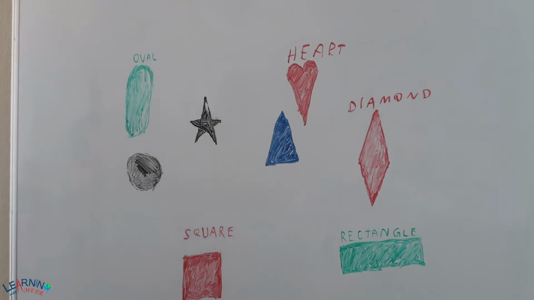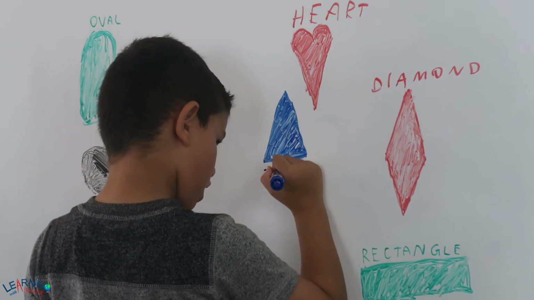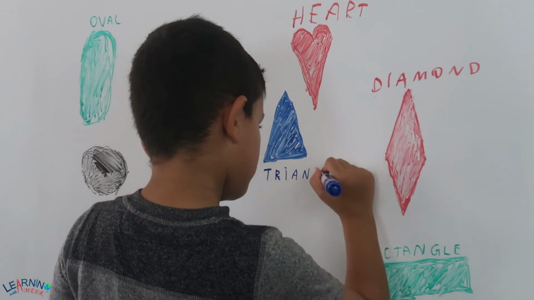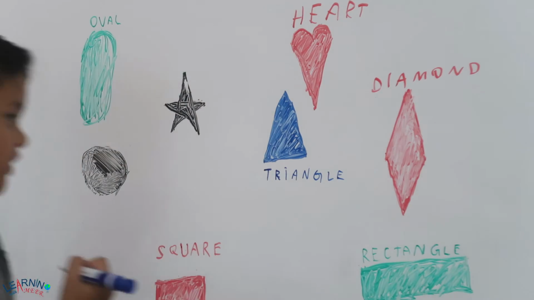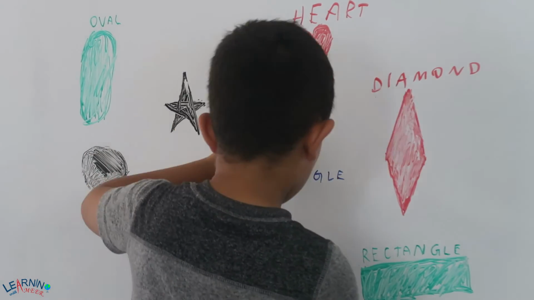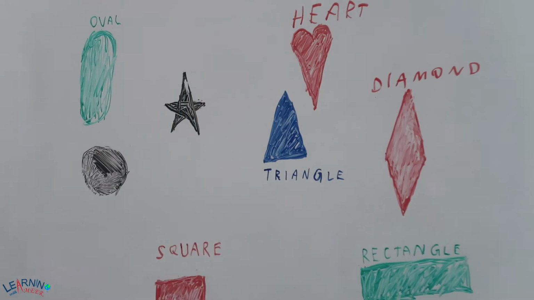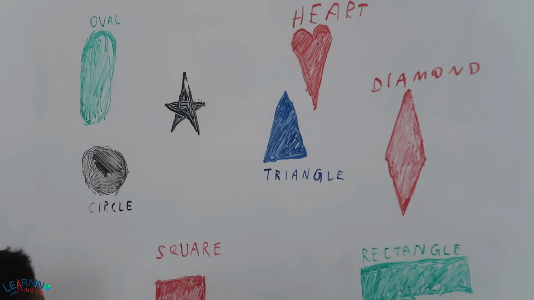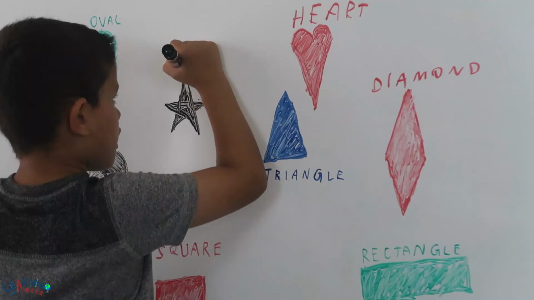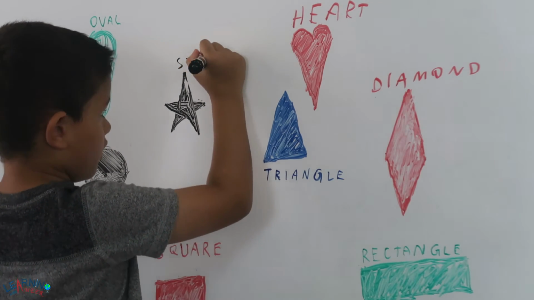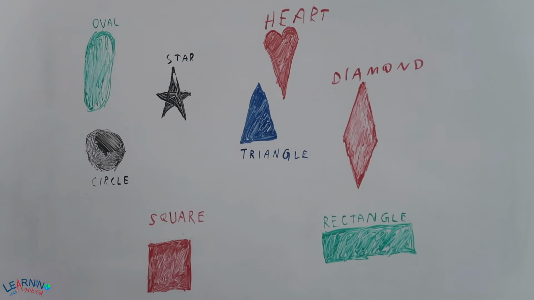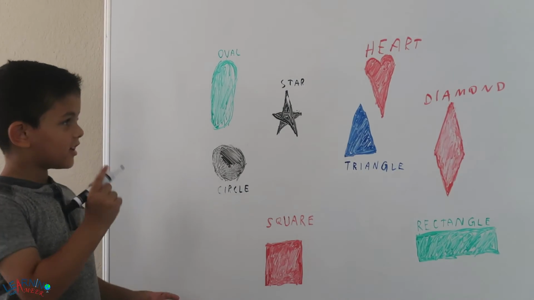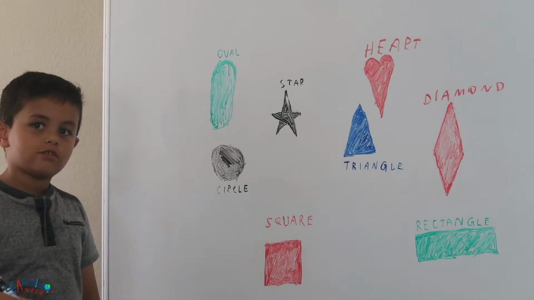O-V-A-L. Oval. T-R-I-A-N-G-L-E. Triangle. C-I-R-C-L-E. Circle. S-T-A-R. I can point to it with the black dot.